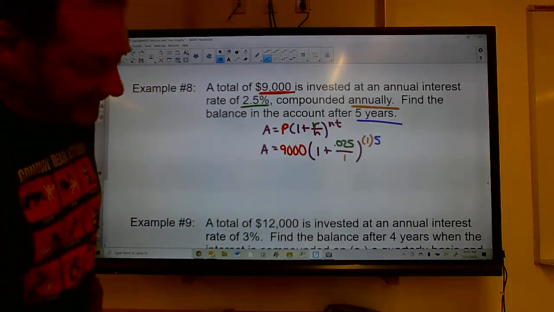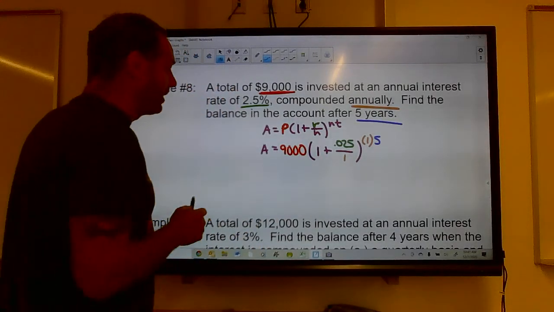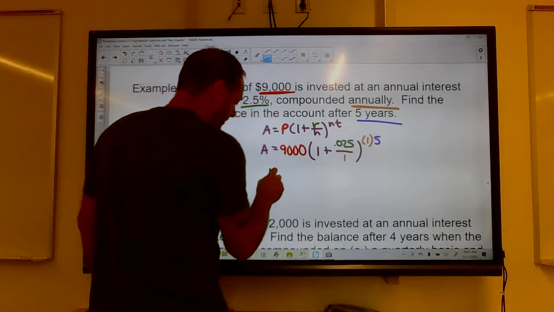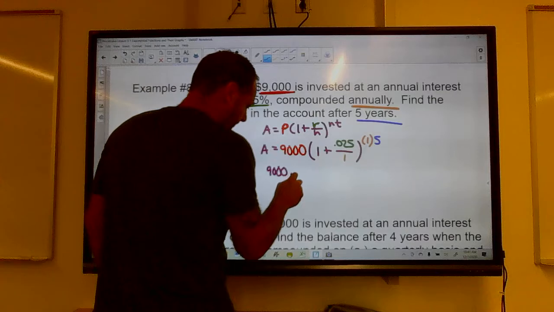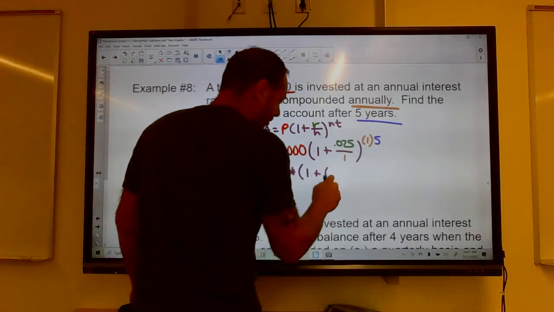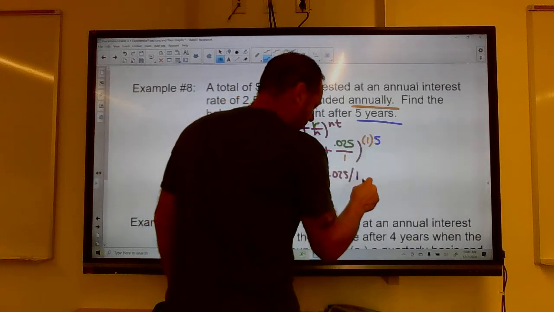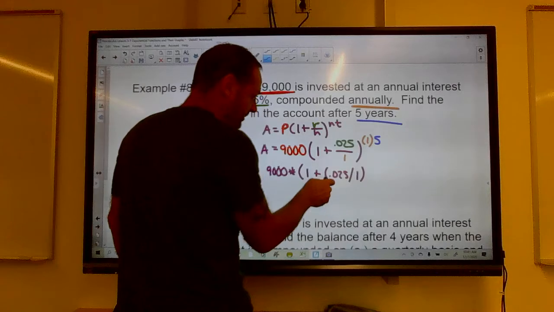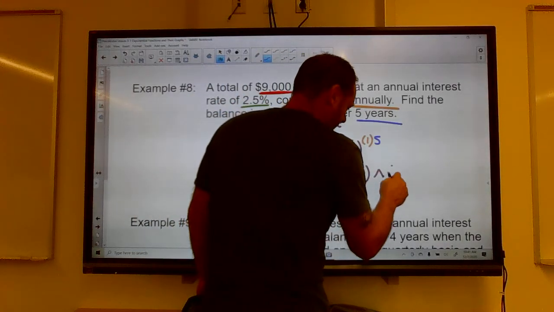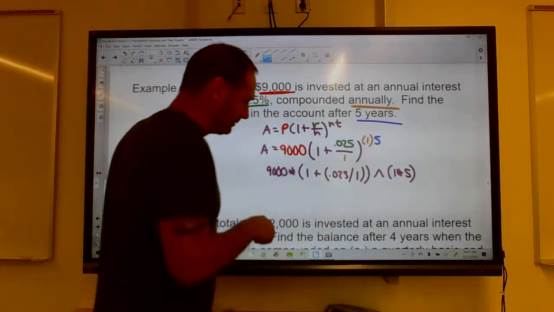So now I get out my calculator. Now when I type this into my calculator, I can type it in all at once if I want. You just got to be careful how you do it. So you would type it like this. You would type 9,000 times, open parentheses, 1 plus, open another parenthesis, 0.025 divided by 1, close this parenthesis, close the second parenthesis, to the 1 times 5 power.